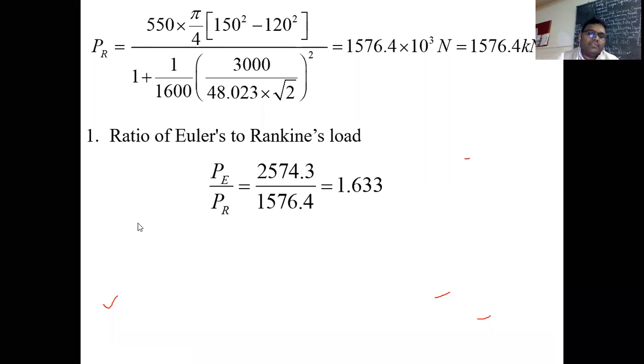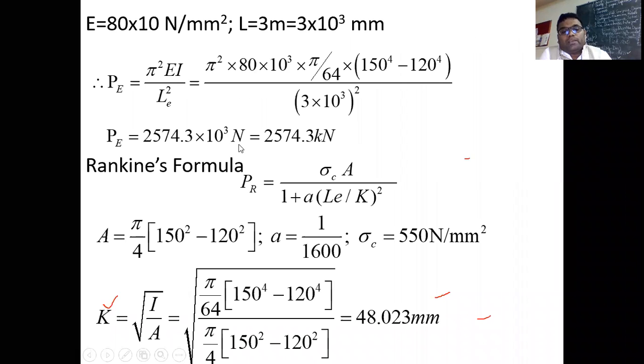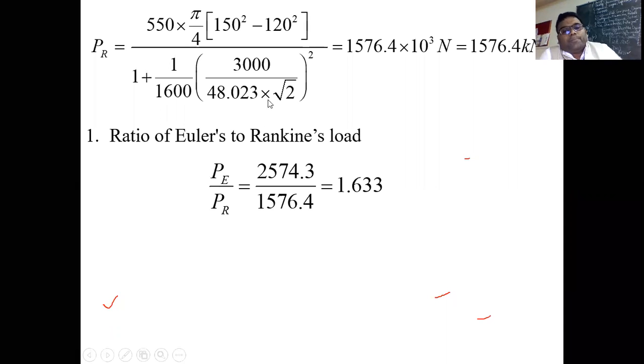Okay. So in the next slide, dear student, we can put all the values that we have got here. 550 is sigma c, and A is pi by 4 times 150 square minus 120 square, so A is 1 upon 16, and this is a length. This value is what you have calculated right now, that is K. And this is root 2, which comes from the end condition.